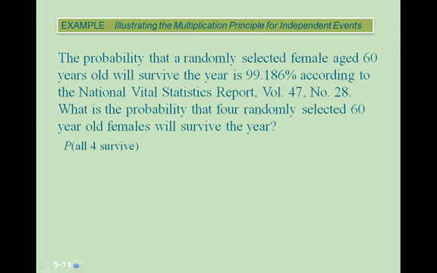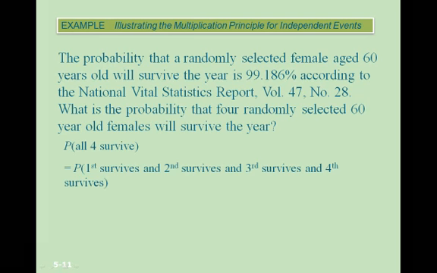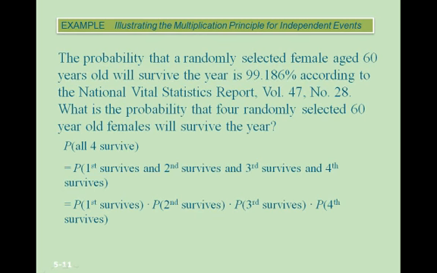The probability that all 4 survive is equal to the probability the first survives, and the second, and the third, and the fourth. So we can take each of those individual probabilities and multiply them together. So we would write 0.99186 out 4 times and perform that multiplication. Or remember that we could simply write it once and raise it to the 4th power in our calculator.